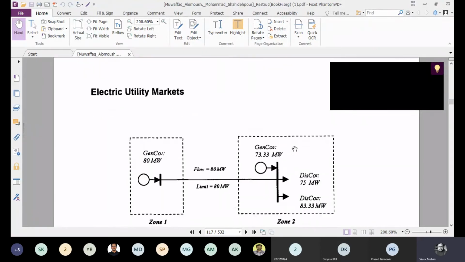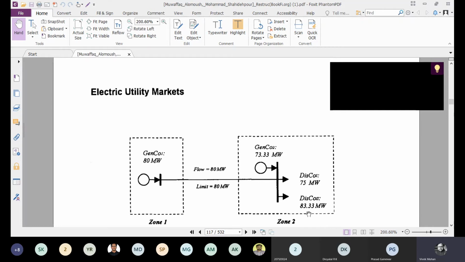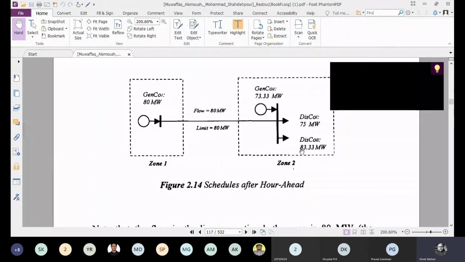Now for hour ahead schedules, what is happening? Earlier it was 70. After the adjustment bids to relieve congestion in the day ahead market, the Disco 1 demand was 70. Now there is an increment of 5 megawatts. For Disco 2, what was the amount here? 8.33. So it was 75, then 8.33 is now increased. So the total increase in Genco is 13.33.